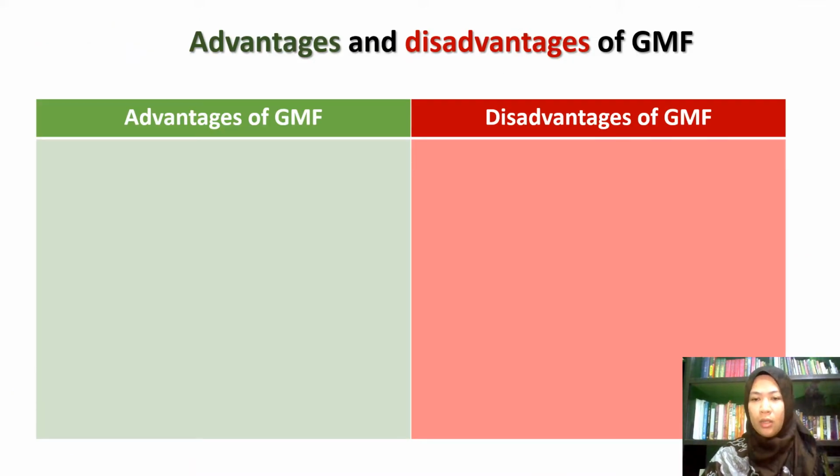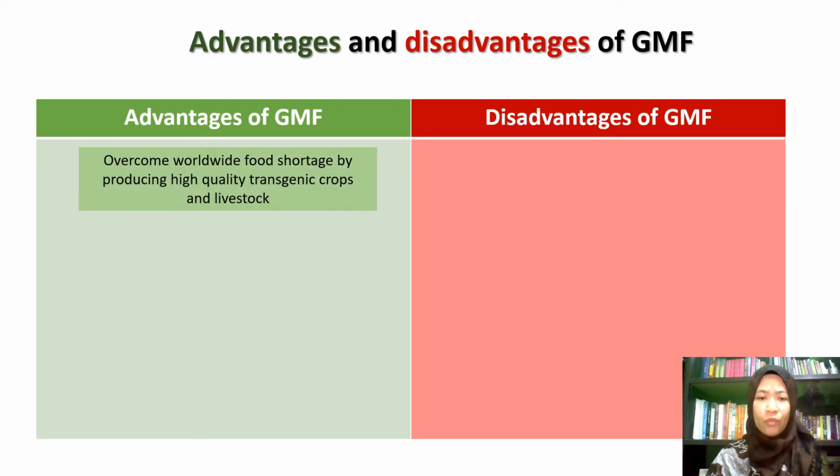Now look at the advantages and disadvantages of GMF. The presence of GMF can actually overcome worldwide food shortage. Sebab kenapa kat sini?